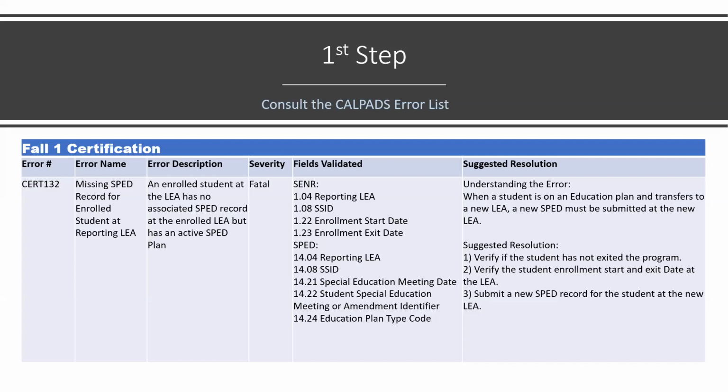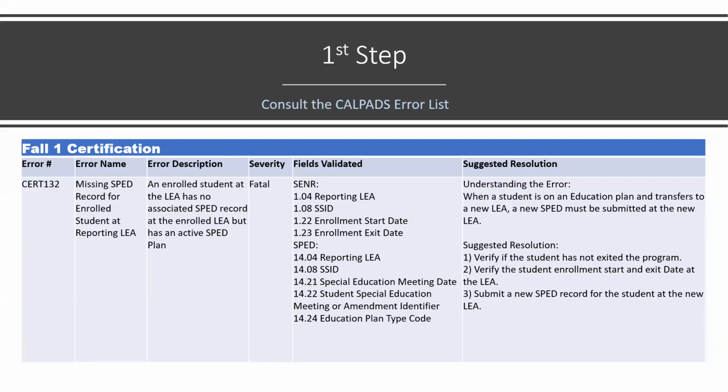We'll be looking at those different fields to see, one, where's the active SPED record at? And two, does the student's enrollment actually generate this error? And if so, then we have to decide what's the best method of resolution. So the error list provides us some suggested resolutions, okay? At the top of the column, it says understanding the error.